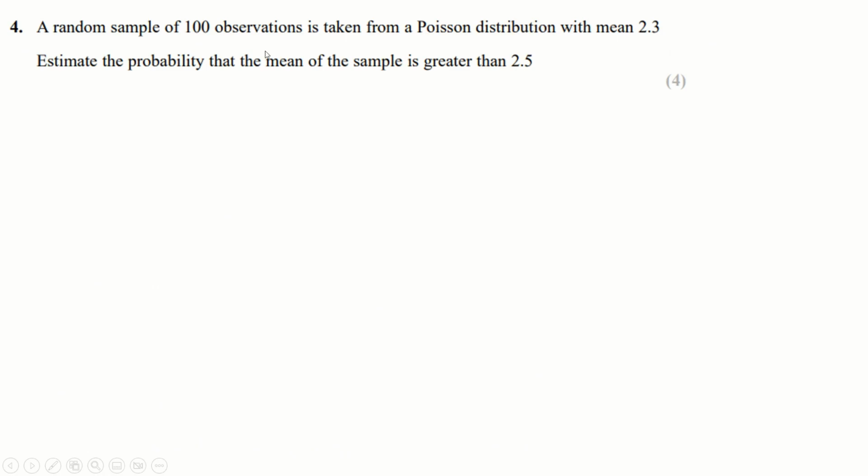4 then, so Poisson distribution mean this, a sample of this. So this is central limit theorem, whereby the idea is when you take a sample from any distribution, that sample mean is normally distributed. So we're going to say this, and this is the formula that you use.